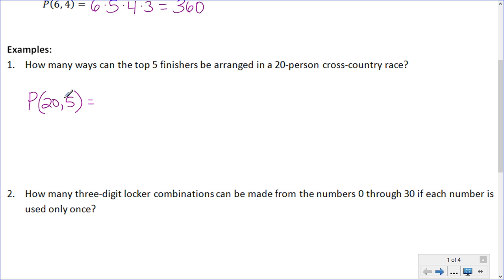We have 20 people to choose from, and we're going to choose 5 of them. So for the first place person, we can choose 20 people. For the next place, since that first person's already been chosen, we only have 19 possible options. And then for third place, 18. For fourth place, 17. And for fifth place, 16. So starting with 20, 1, 2, 3, 4, 5. And when we multiply all of these together, we get a whole lot of different orderings. You end up with 1,860,480.